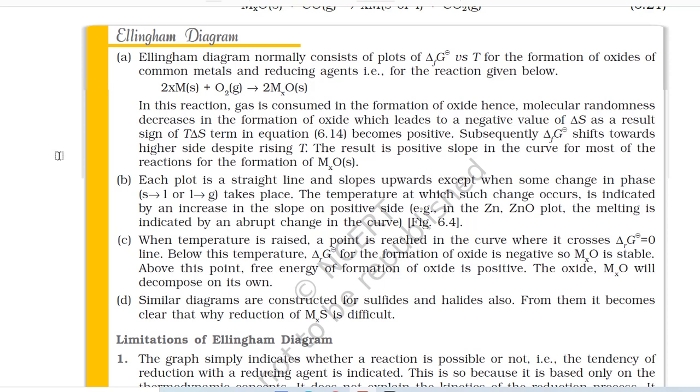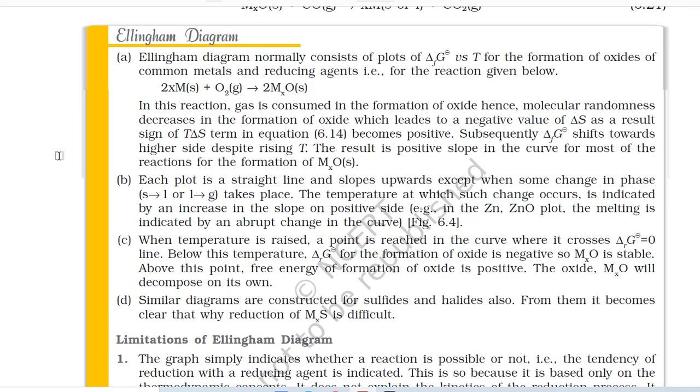In this reaction, gas is consumed in the formation of oxide, hence molecular randomness decreases in the formation of oxide, which leads to a negative value of ΔS. As a result, the sign of the TΔS term in equation 6.14 becomes positive. Subsequently, ΔfG° shifts toward the higher side despite rising T. The result is a positive slope in the curve for most of the reactions for the formation of MxO in solid phase.